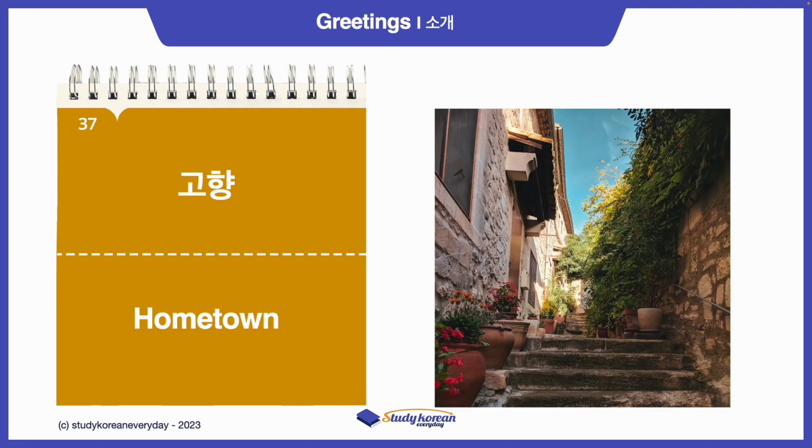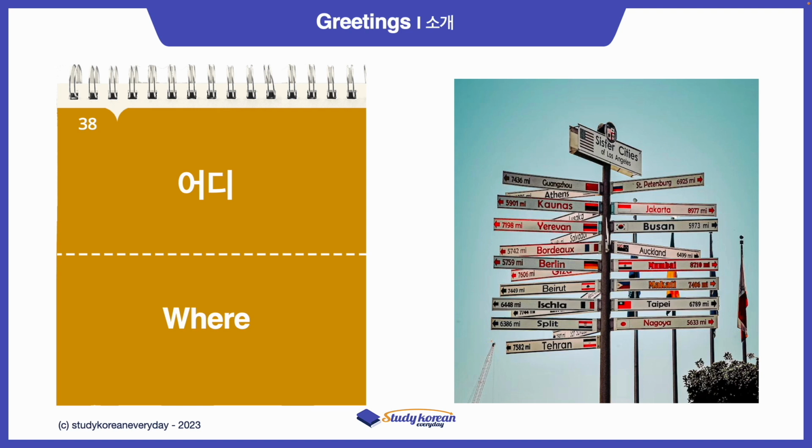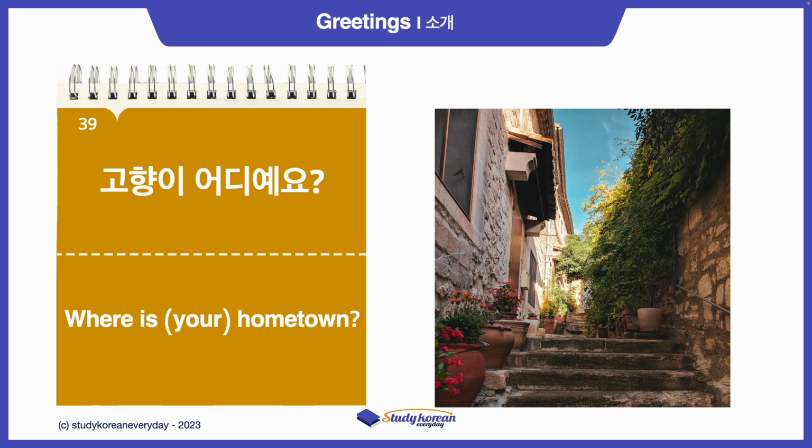고향, hometown. 어디, where. 고향이 어디예요? 예요, 이에요. We studied from the previous lesson. If you're not familiar with this 예요, 이에요, please click the previous lesson and study about that. 고향이 어디예요? 어디예요 means where is. 고향, hometown. So where is hometown?